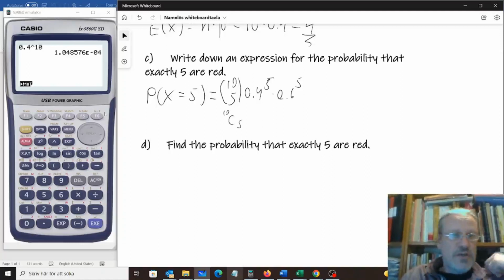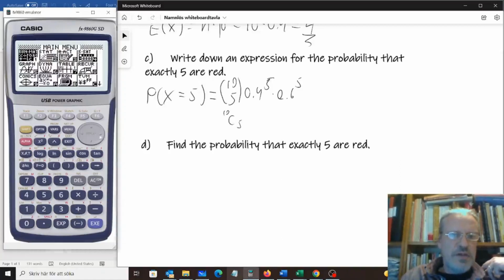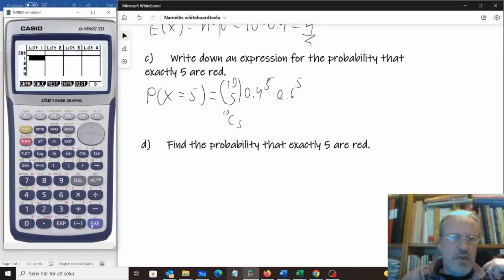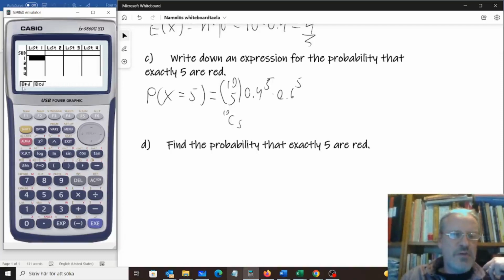So now we should resort to our calculator. If I happen to have one of these Casios, we go into menu, we go into stat, we go to distributions. This is a binomial distribution. We should look at the first one. The first one is to calculate the probability distribution, and the second one is the cumulative distribution. So this one is for a single value. So we'll go in here.